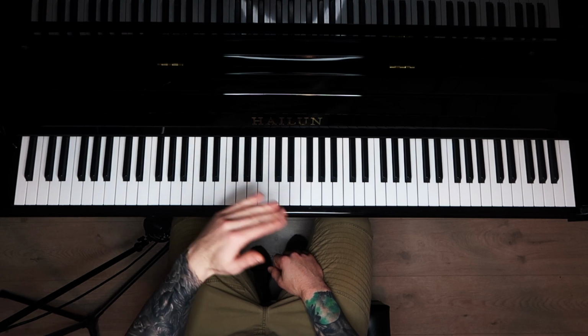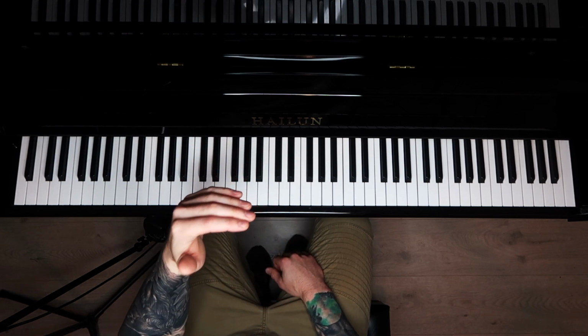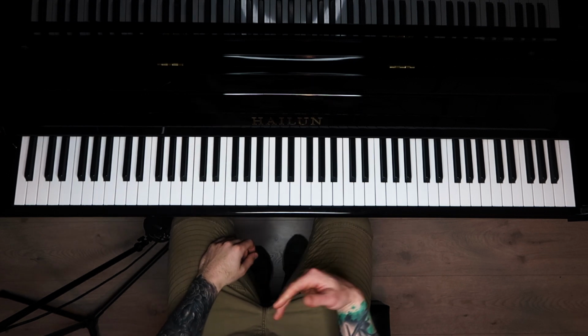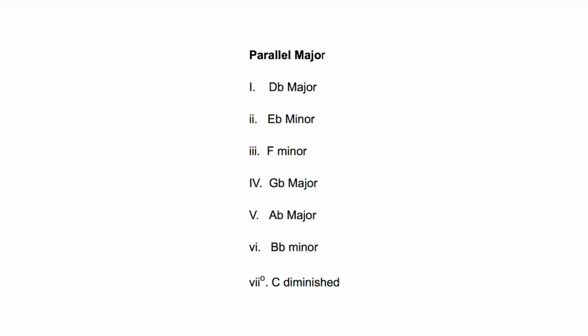So what I'm going to do is put on the screen in front of you all seven of the chords that make up D flat major, and I'll go ahead and discuss what those are. So we have D flat, E flat minor, F minor, G flat major, A flat major, B flat minor, C diminished, and then we're back to D flat.